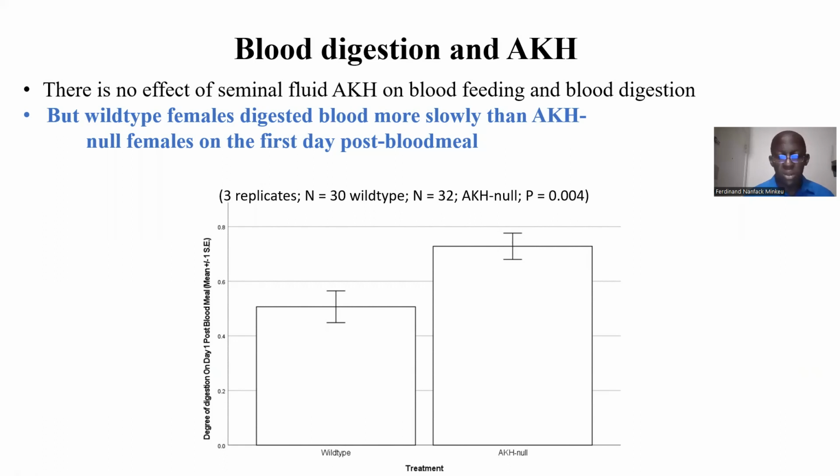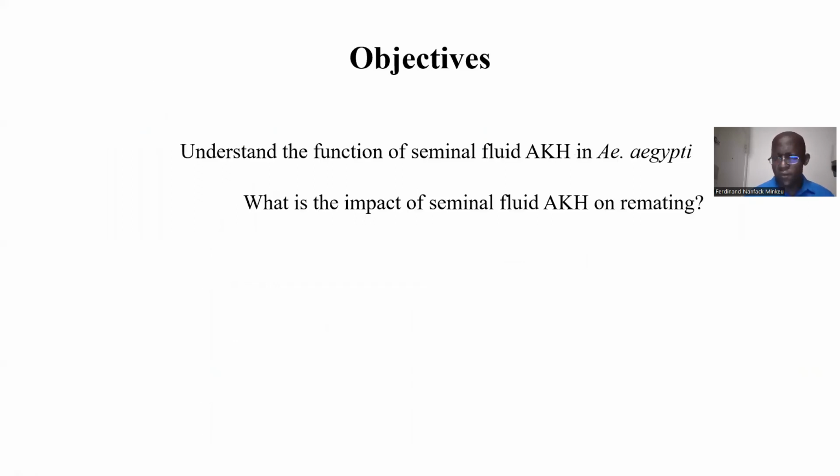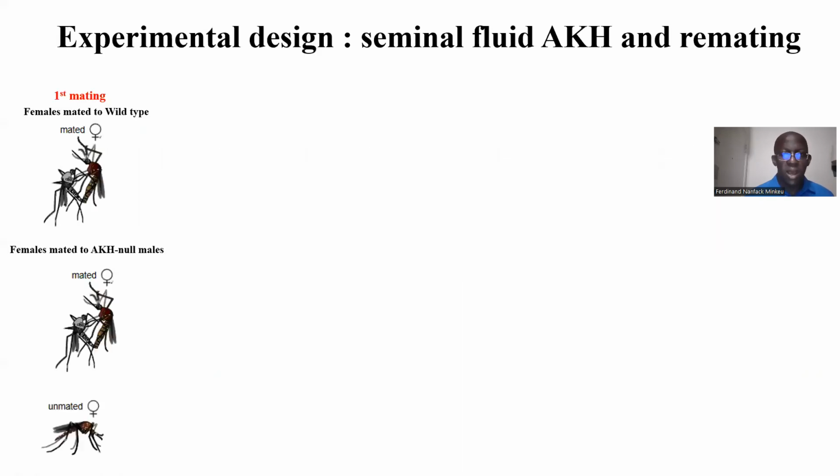We know, for example, that one of the well-known seminal fluid molecules is sex peptide, and this sex peptide prevents remating in mosquito. Is it the case for AKH? What's the impact of the seminal fluid AKH on remating? And for that, we did remating.